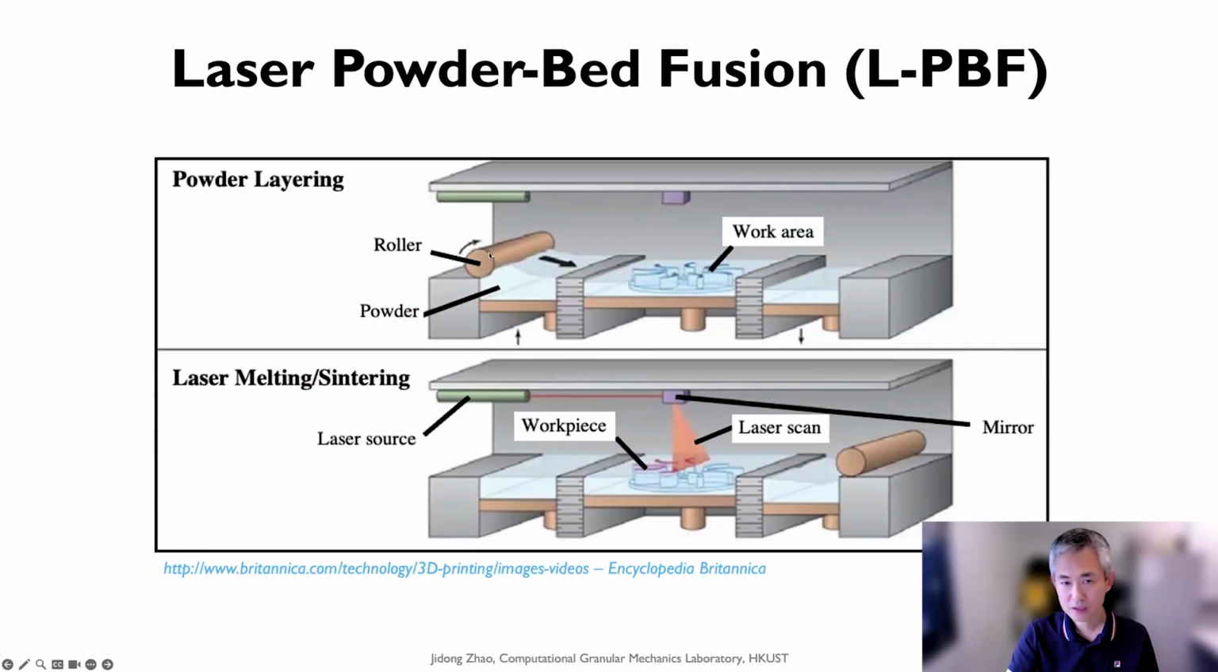Essentially, here this is the roller, and this is the powder. You have a storage compartment, and you use this roller to roll one layer of metal powder into the work area. Then you use the laser to illuminate it and melt a certain depth of the metal, and then you use the roller to spread another layer of metal powder, repeating this again and again. That is how laser powder bed fusion works.